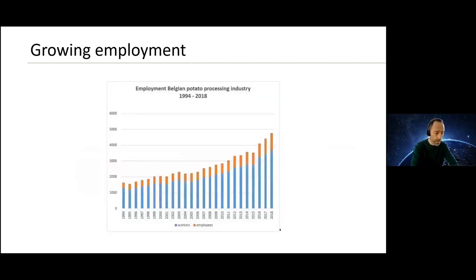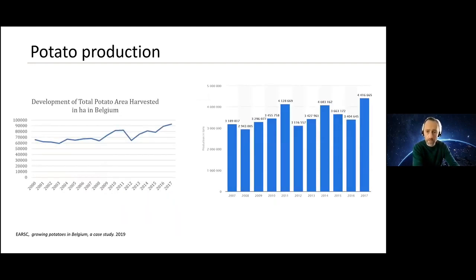The economical value is also explicitly shown here by the growing employment. From 1994 until last year, employment in the processing industry nearly doubled, but production also grew substantially. In the past few years, the total area of harvested potatoes, the number of hectares grown in Belgium, but also in the Netherlands, France and Germany, is growing, as well as the total production, of course.